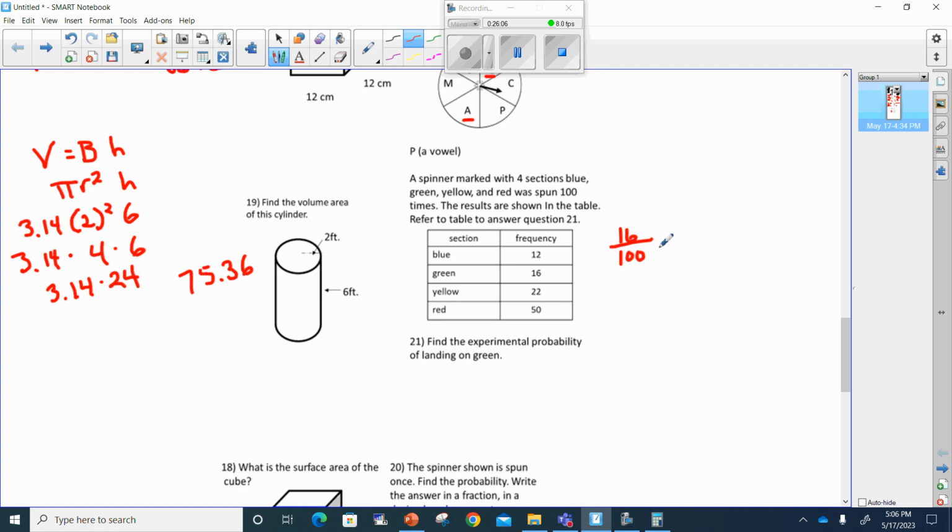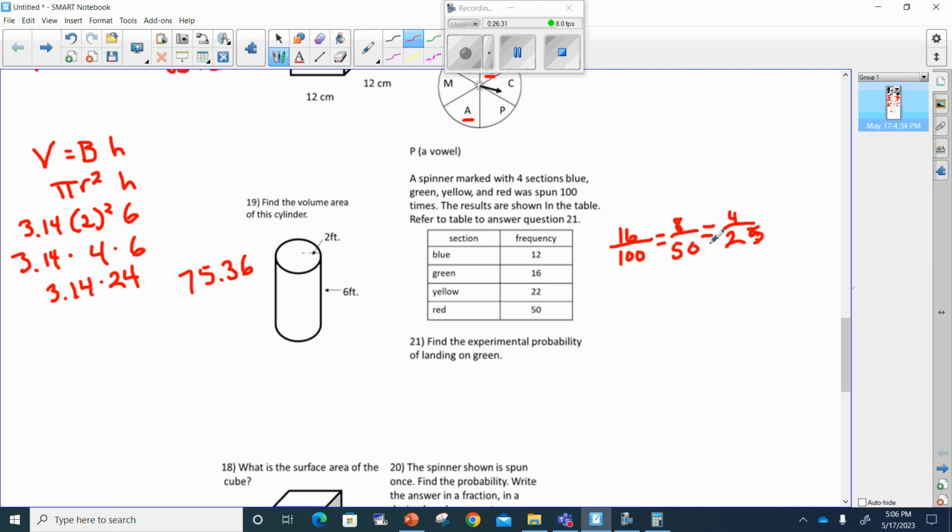16 over 100 is equal to, well, we can divide both of these by 2, right? 16 divided by 2 is 8. And 100 divided by 2 is 50. We can divide those by 2 again. 8 divided by 2 is 4. And 50 divided by 2 is 25. So as a fraction, it would be 4 over 25.